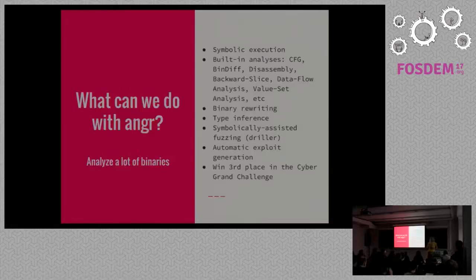We can do symbolically assisted fuzzing, which is very good for bug finding. We can do automatic exploit generation. And also, if you're us, you can use angr to build a huge system to play CTF automatically and win 3rd place in the world's first automated CTF called the Cyber Grand Challenge.